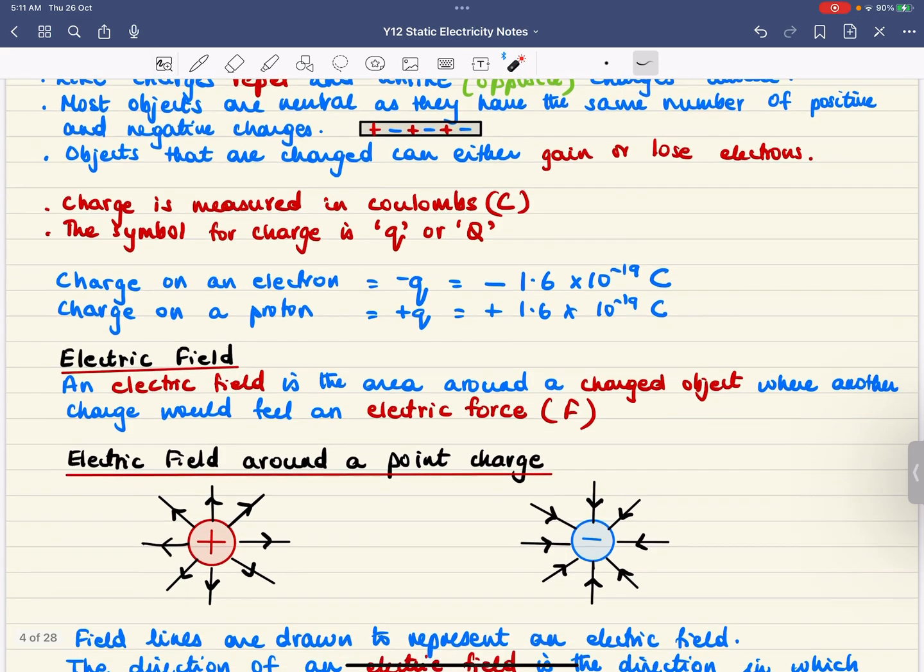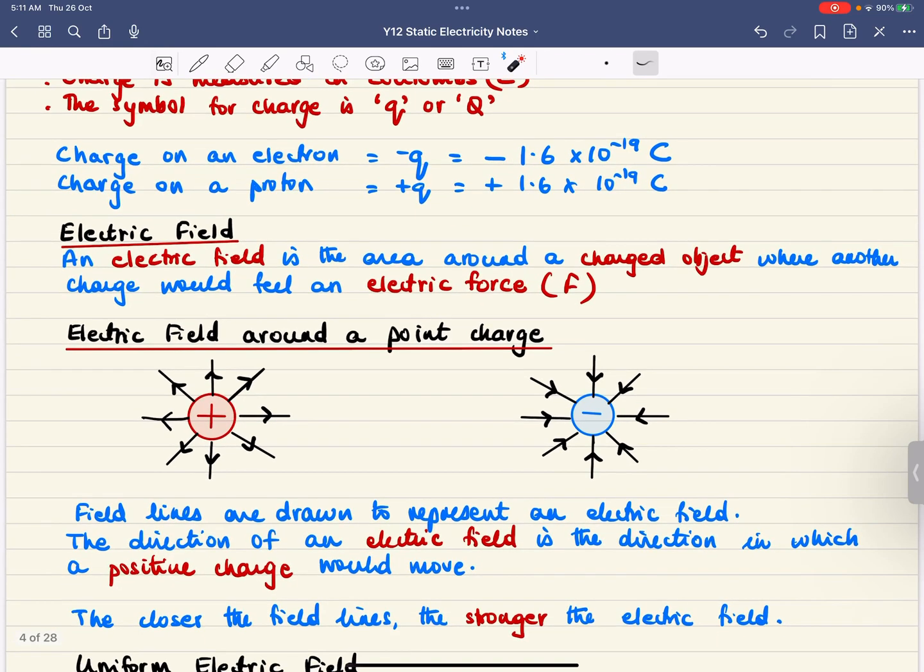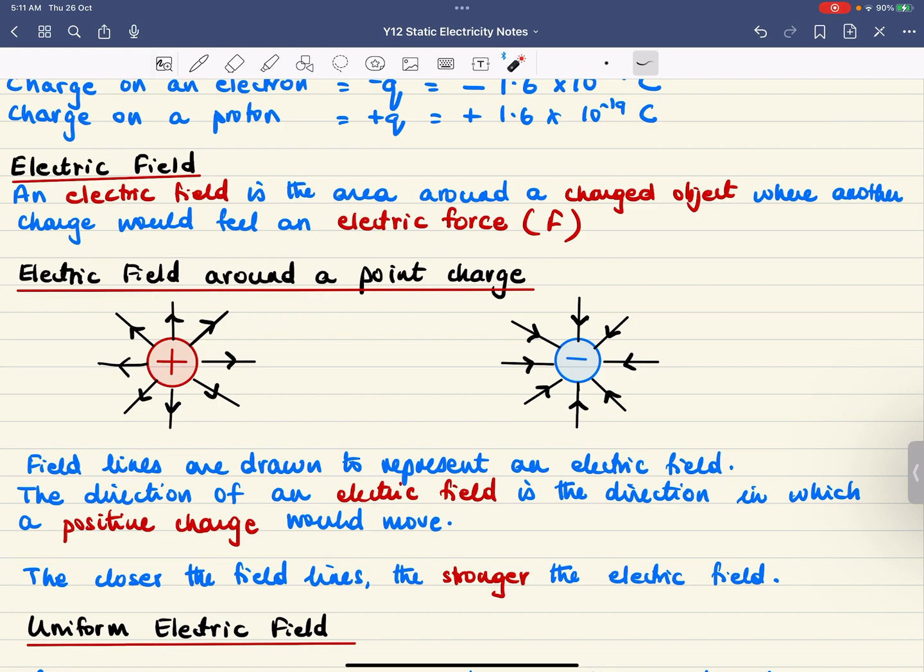Now, what is an electric field? It is the area around a charged object where another charge would feel an electric force. So if you don't have point charges, I've just drawn this diagram to give you an idea. So we draw the field. It's a radial field if you could isolate a single positive charge, and the direction of the electric field is the direction in which a positive charge will move.